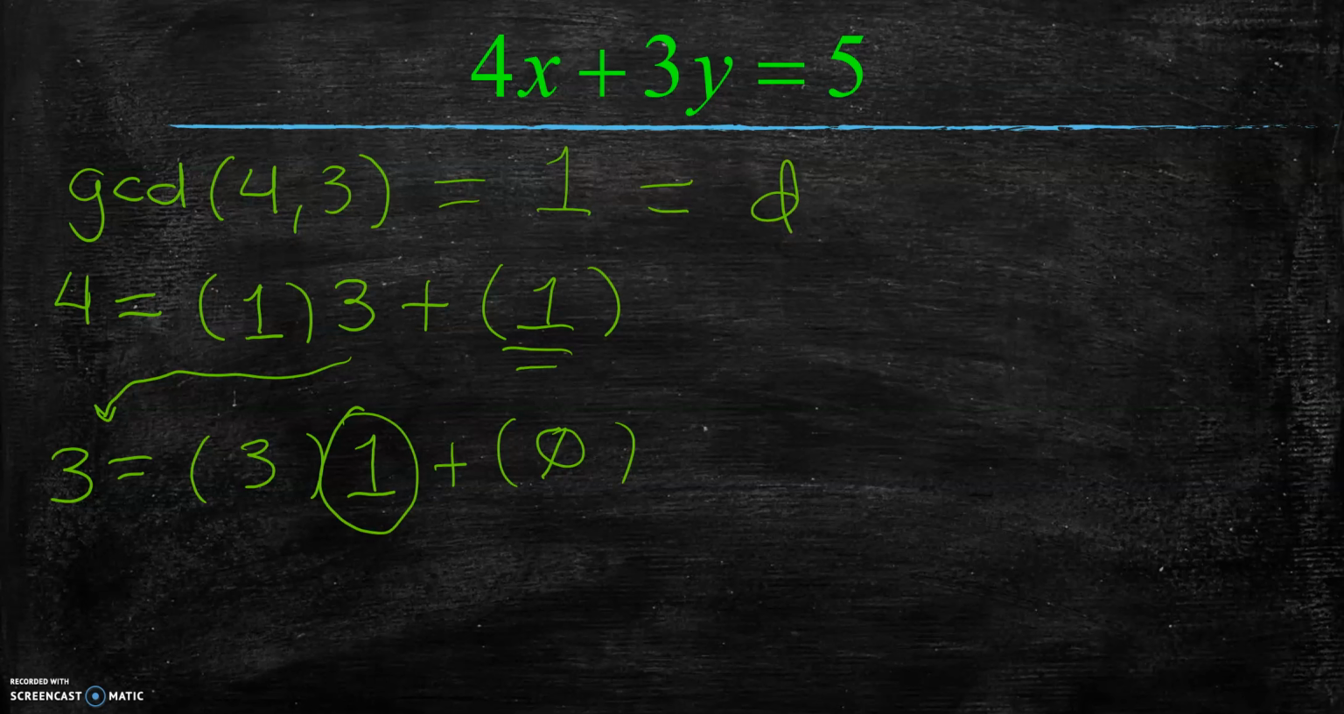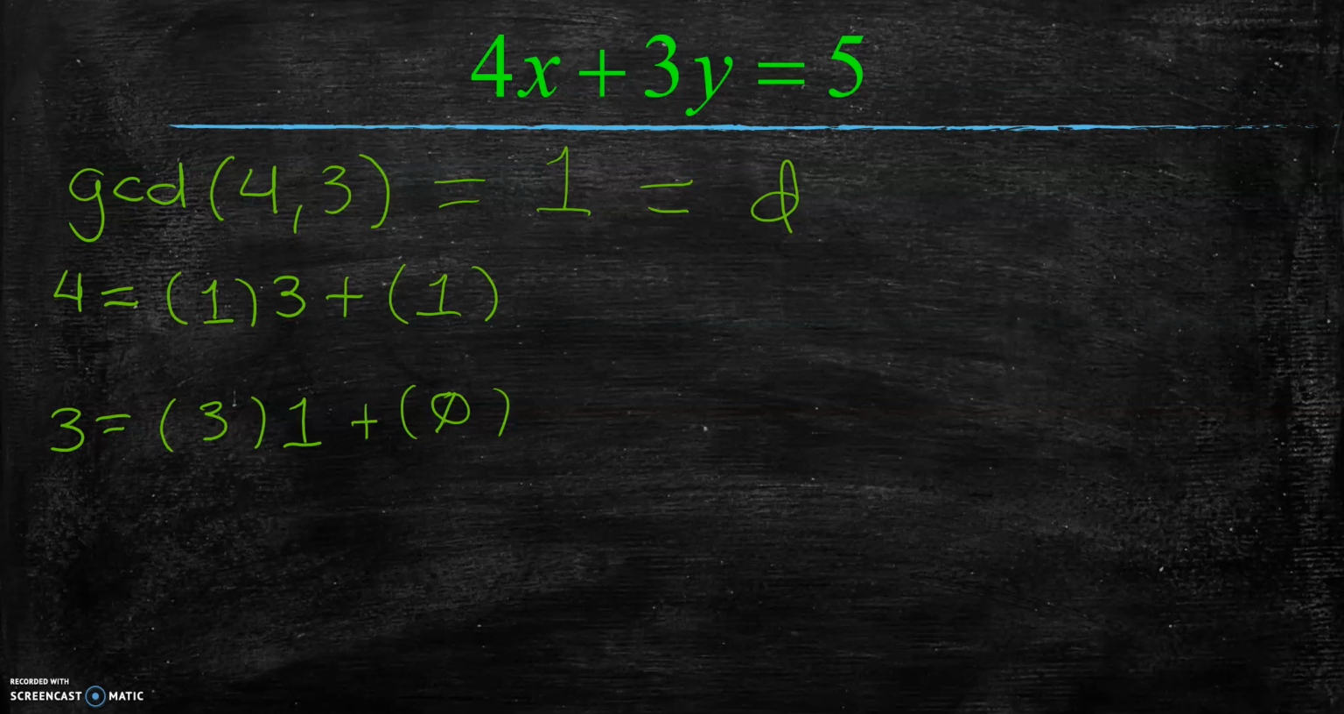Now, according to Bezout's identity, if the GCD divides this number, 5, then we get solutions. And because 1 does go into 5, we know that there are solutions to this Diophantine equation. Let's find them. To do so, we go back to the Euclidean algorithm. Now, since in this equation we got 0, we're going to go back up to this equation here, and we're going to rewrite it in terms of the remainder.